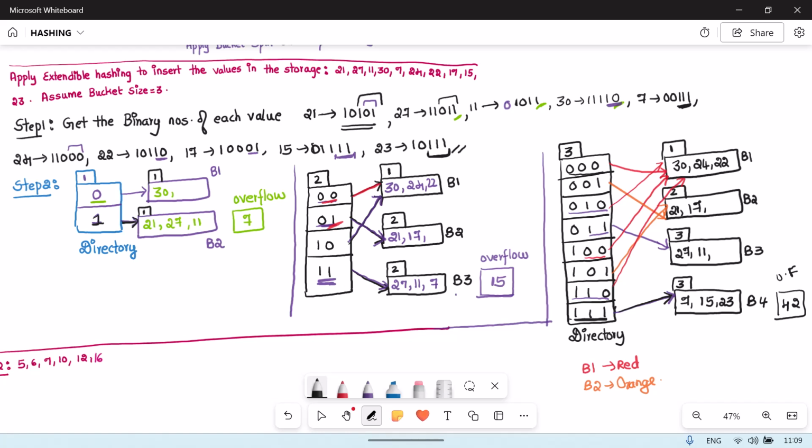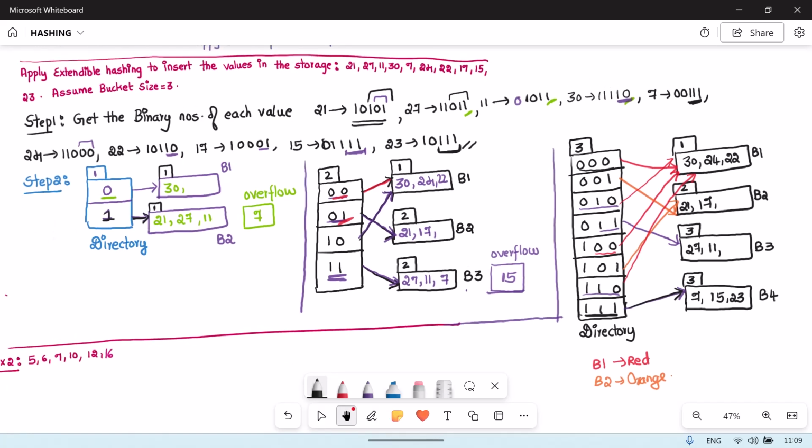Then bucket 4 would become B4 and B5 and also its local depth will increase to 4. So global depth also will increase to 4 and now your directory will have 4 bits each. This is how you will do the extendable hashing. Okay, I hope it is clear. I'll do one more example so that it becomes clear.